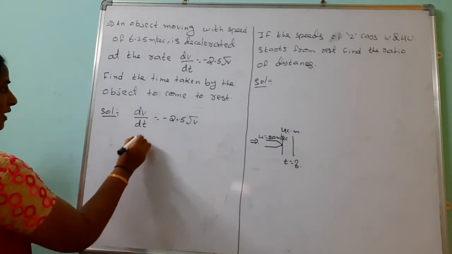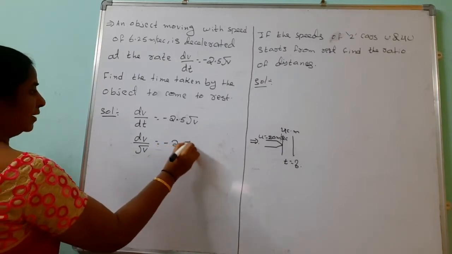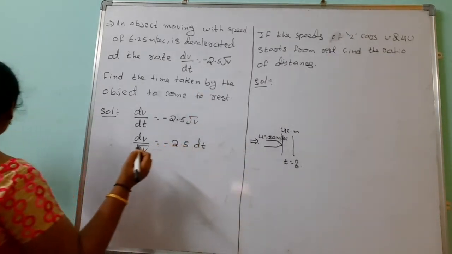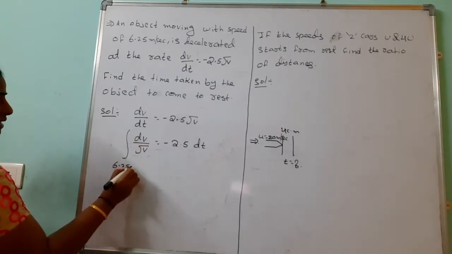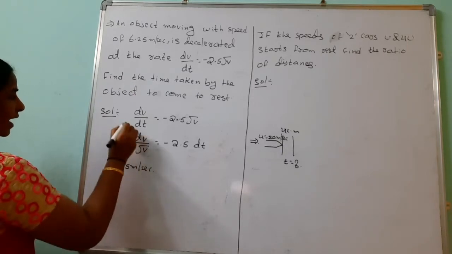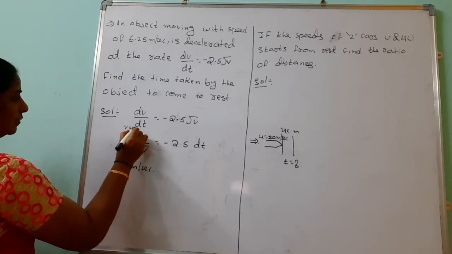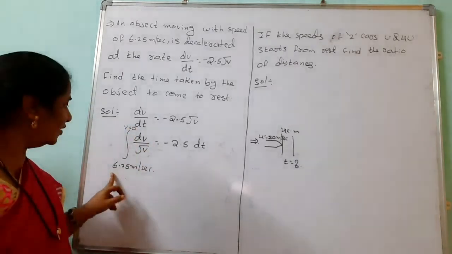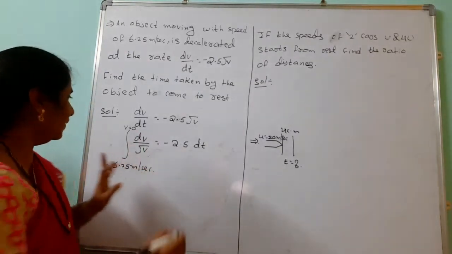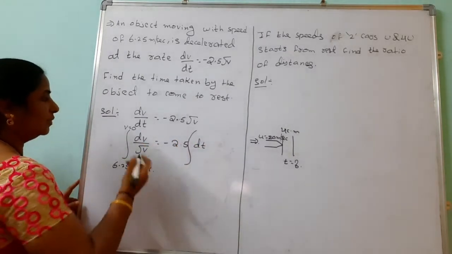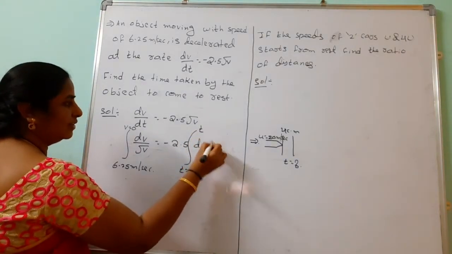When we are doing the cross multiplication, dv by under root v equals minus 2.5 times dt. The initial velocity, the lower limit, is 6.25 meters per second. After traveling some time, the velocity is v equals 0. So the initial velocity is 6.25 meters per second and the final velocity is 0. Here also we are taking the integration on both sides, and the initial time is t equals 0 seconds and the final time we should consider as t.